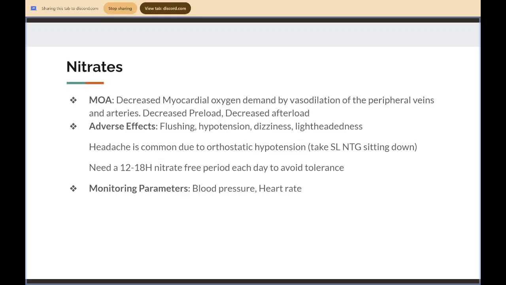Now, different books and different sources may have different times. Just keep that in mind that there needs to be a prolonged nitrate free period to avoid tolerance. Monitoring parameters for nitrates, we're going to do blood pressure and heart rate.